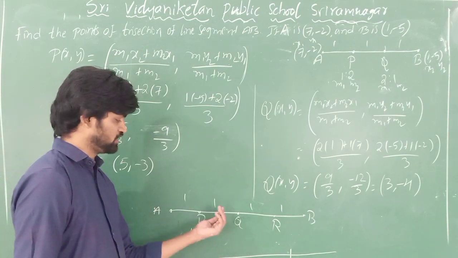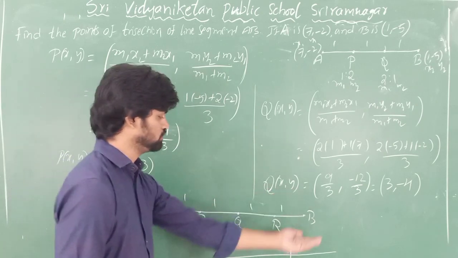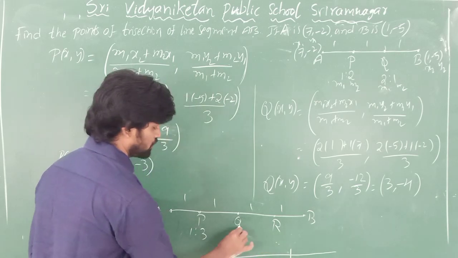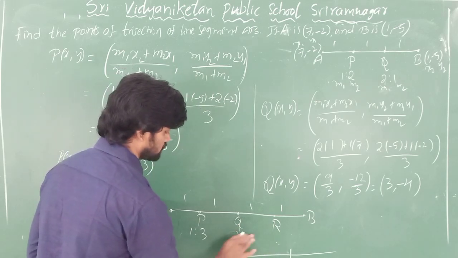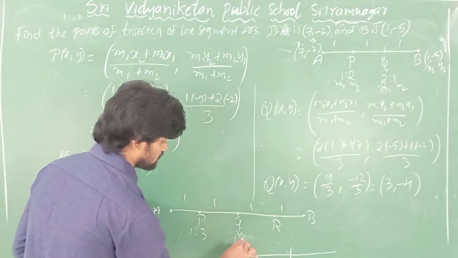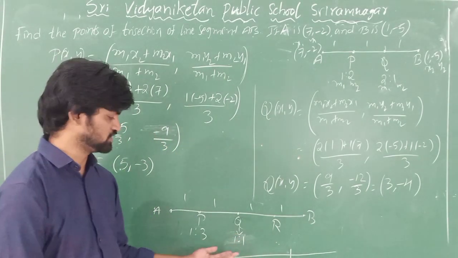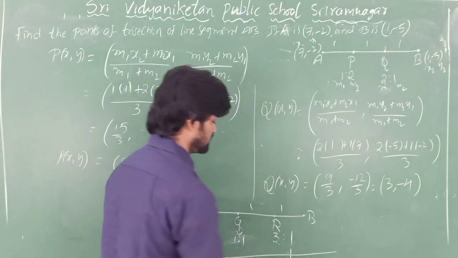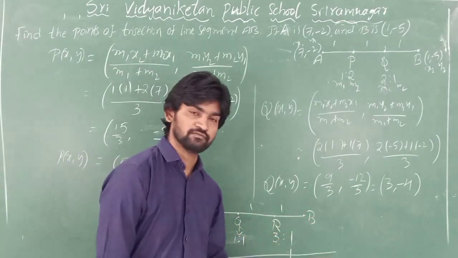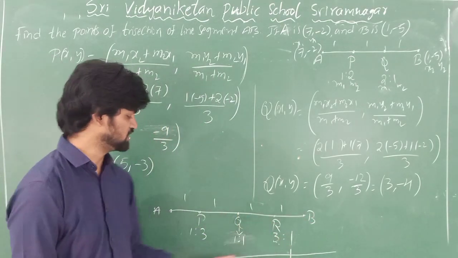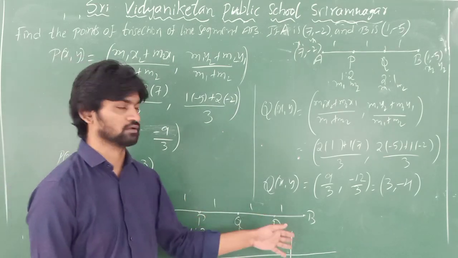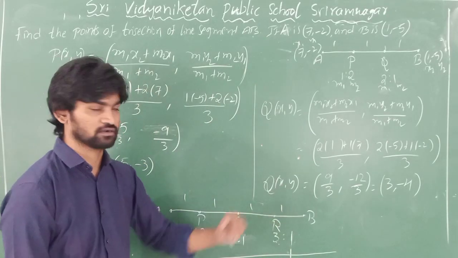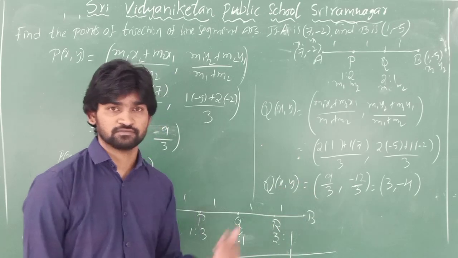Q. In front of Q, how many are there? 2. After Q, 2 are there. So 2:2. Means what? Q is the midpoint. Or you can write 1:1 ratio, because 2:2 is 1:1 only. Next, R is 3:1. In front of R, 3 parts are there, after it 1 part. So by using these 3 ratios, you can find P, Q, R. You can write it as trisection or 4 sections. For the same question you can do R also. Right? So let us see one more type of question.